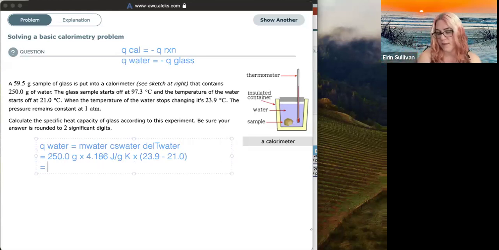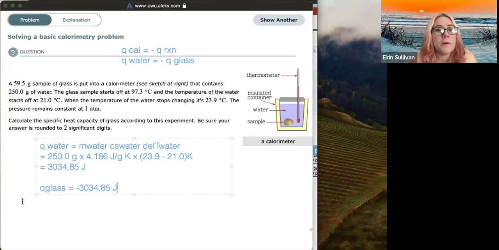So without any further ado, let's see if I can use a calculator. Debatable. 250 times 4.186 times 23.9 minus 21, so that's going to be 2.9. I'm not even going to mess around with parentheses today because my calculator just hates me. 3034.85, and that is, of course, in joules, okay? The grams and the kelvins all cancel out. All right, so then Q for my glass is going to be equal in magnitude, opposite in sign, so minus 3034.85 joules.